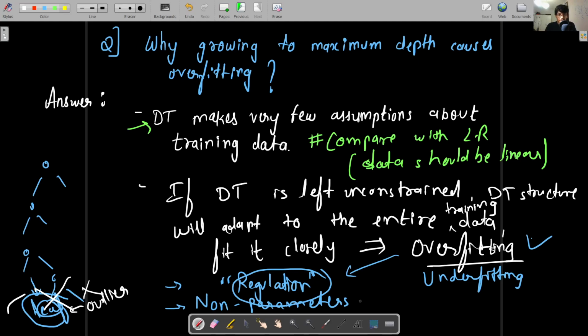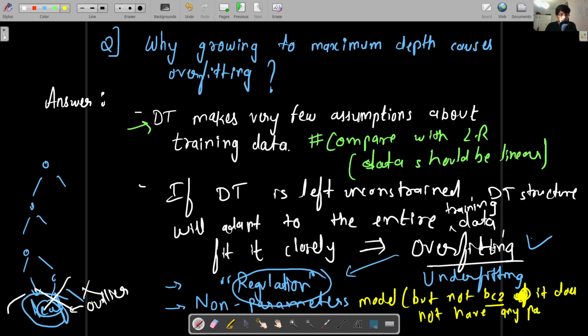It is called a non-parametric model, but not because it does not have any parameters. But why is it called non-parametric? Because the number of parameters is not determined prior to the training.